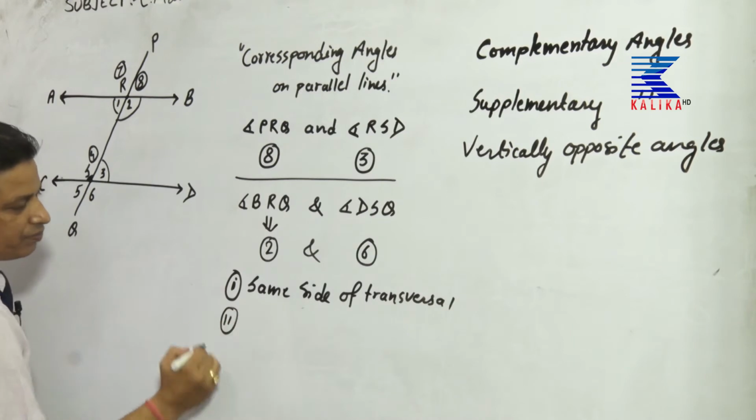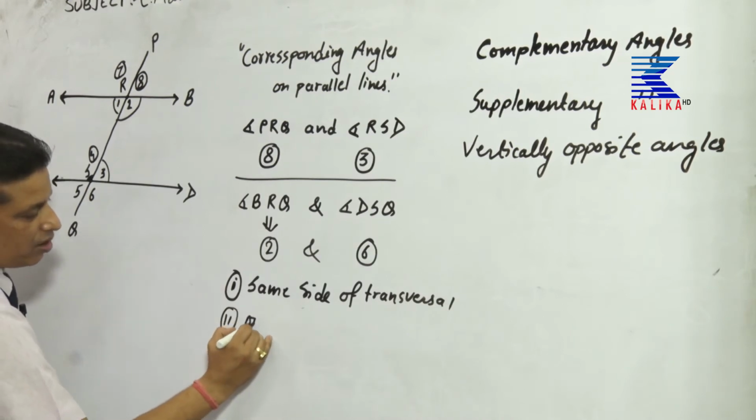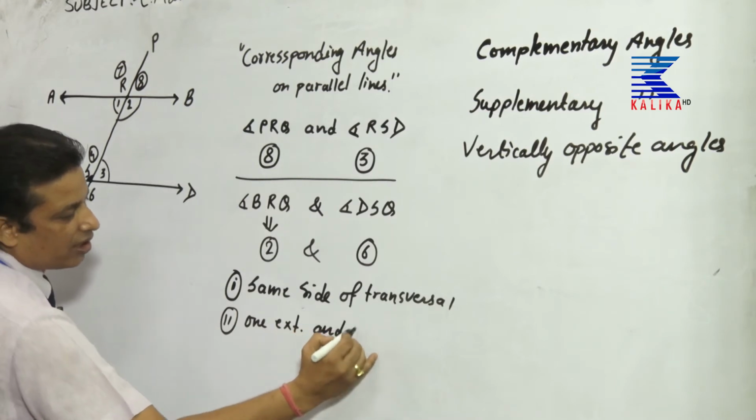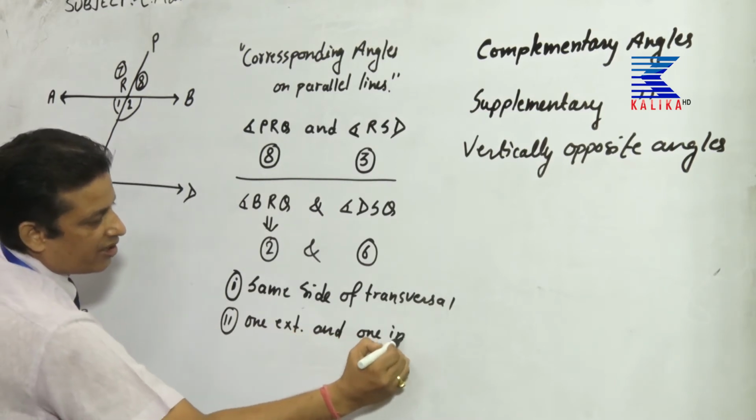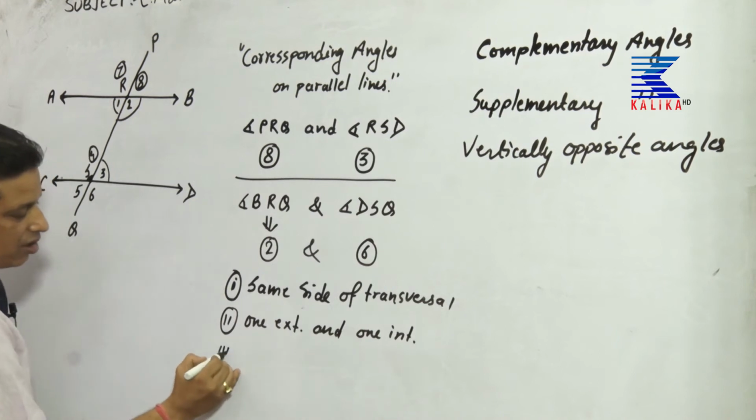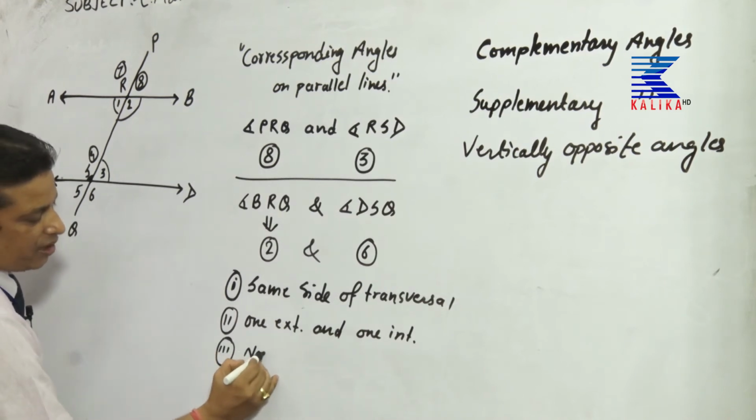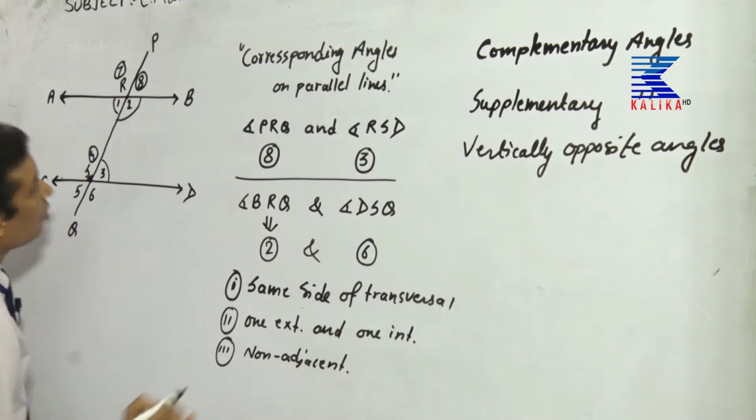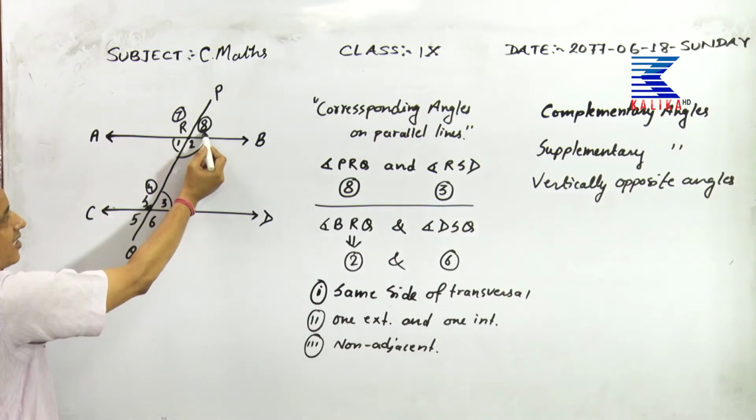Number two, one exterior, I wrote in short, and one interior. Number three, they should be non-adjacent. Look, this 2 and 8 are adjacent angles.